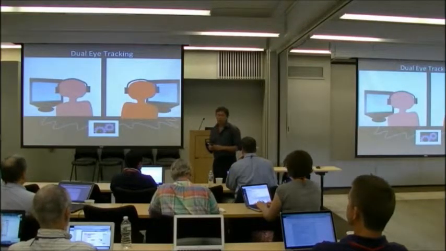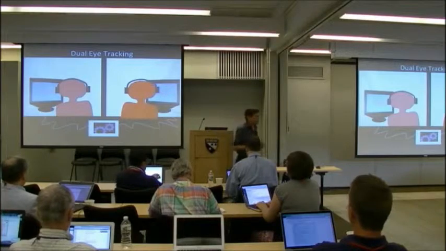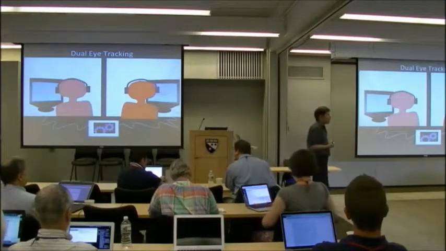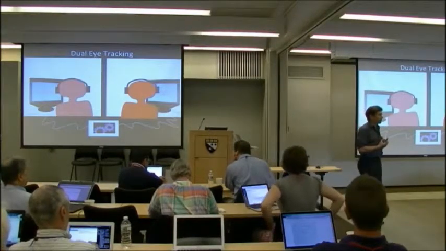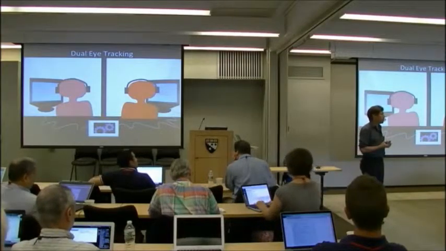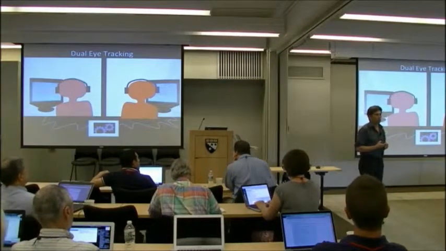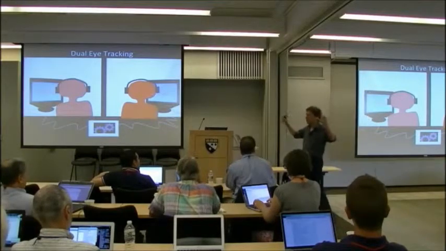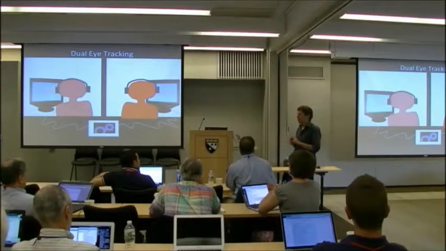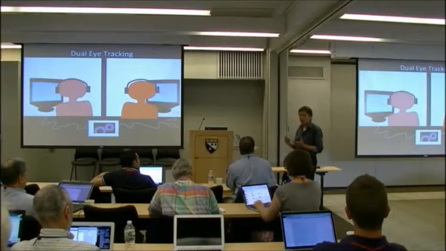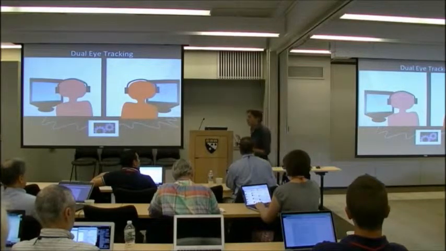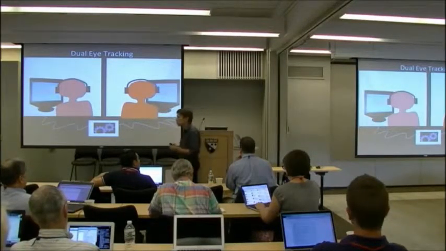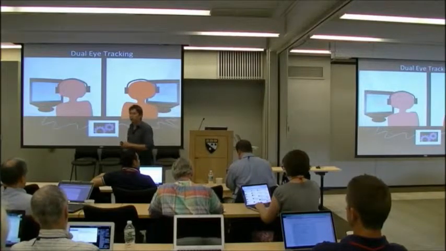So the first idea we had, 7 years ago, because we were studying collaborative learning: what if we connect two eye trackers? So two people work online, they look at the same display, we have two eye trackers. Can we predict the quality of collaboration by the fact that people tend to look at the same thing at the same time? And the answer is yes.